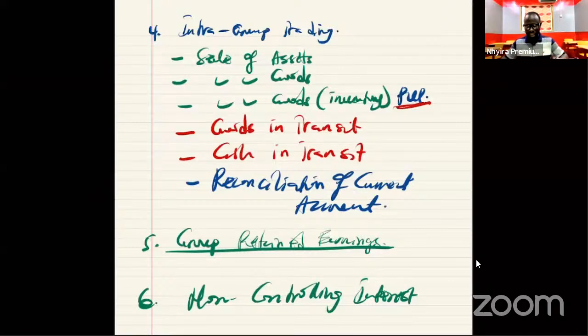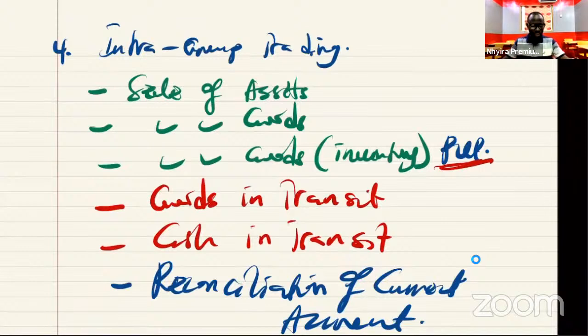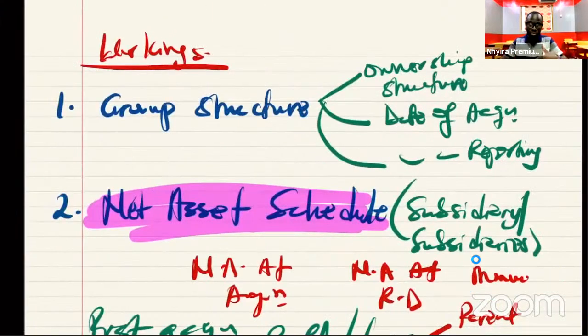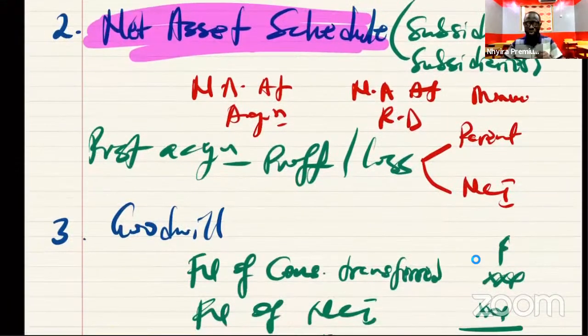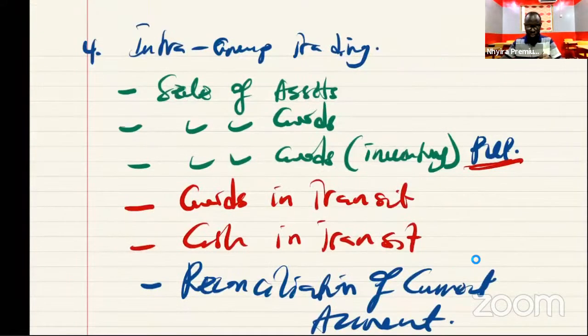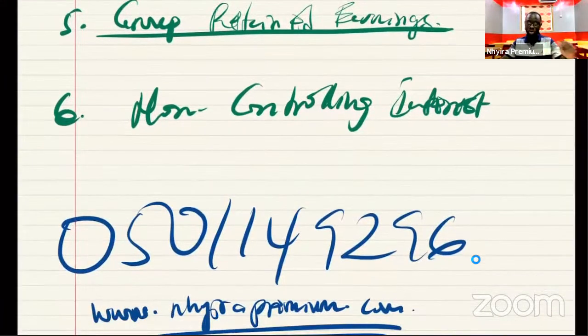Okay, so we are connected. Yesterday I stated to you that there are 6 basic stages, steps, or workings that we'll be looking at when it comes to consolidated financial statements. And that is the same thing I would want you to look out for as you go into the exam. We mentioned that we'll be looking at a group structure, the net asset schedule of the subsidiary, how goodwill will be computed, then the effects of intragroup transactions, and then the group retained earnings. And most importantly, the non-controlling interest.